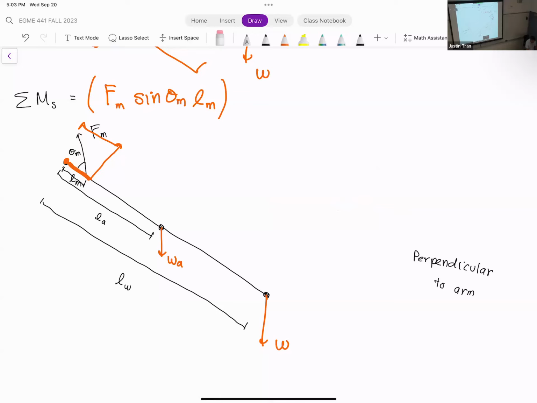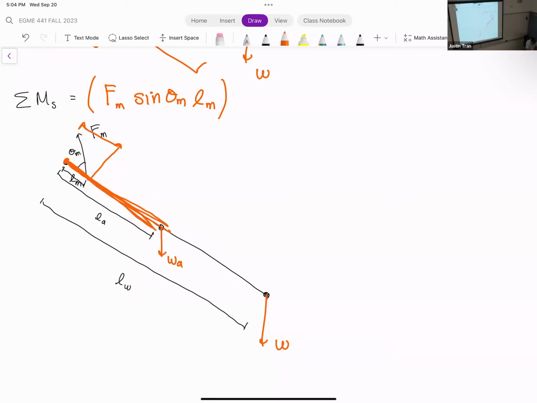So the line of action is remember what we said was the shortest distance between your force vector and whatever axis that you're rotating around. Okay. And so it's going to be a little bit different for WA and W. So let me go ahead and illustrate that here. Okay. So for WA, we're going to be looking at this right here.